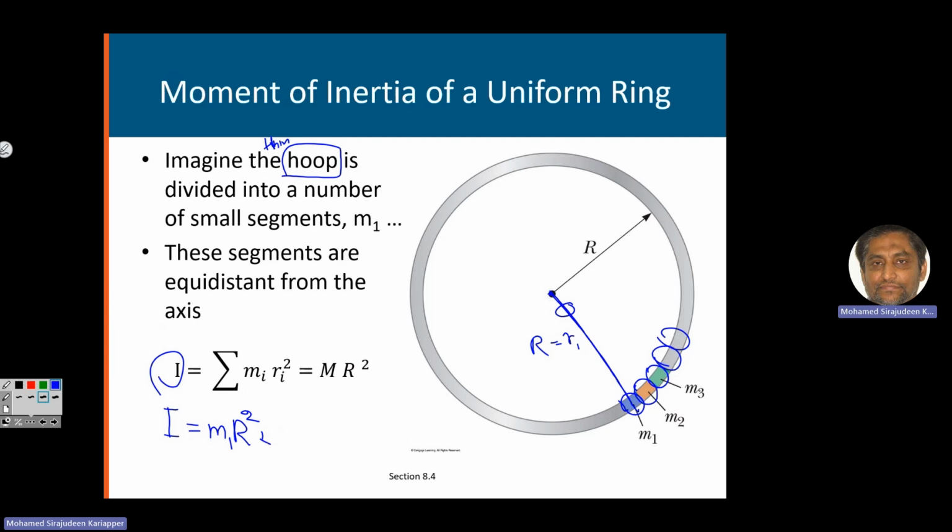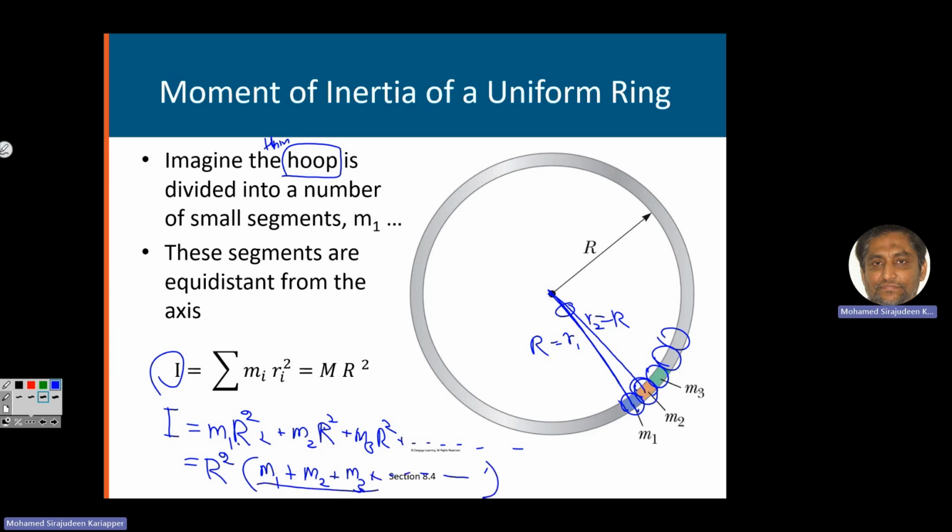The second guy, then again I'll take R2. That is also R. So I will say M2 R squared. And the third one, same story. It goes on and so on, until I finish with all the masses around this ring. Now I will say R is common. It can be factored out. In each term, we have R squared. So R squared can be taken outside. When you take R squared from this, what remains? M1. From this, M2. And from this, M3. And so on.